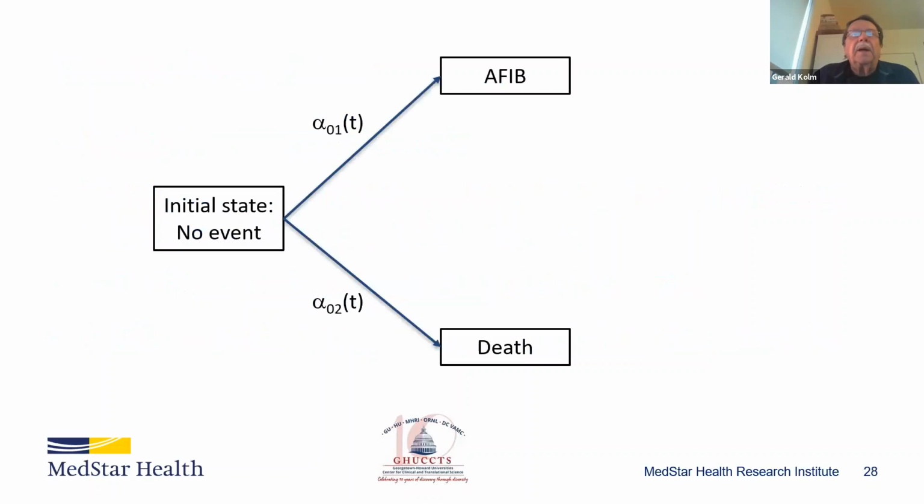So, and sort of diagram it this way, where we have patients without any initial event, and then the event could be either atrial fibrillation or they could die. So death in this case would be a competing event. Now it's possible that you can have more than one competing event. So it gets more complicated as you do that, but that is a possibility as well.